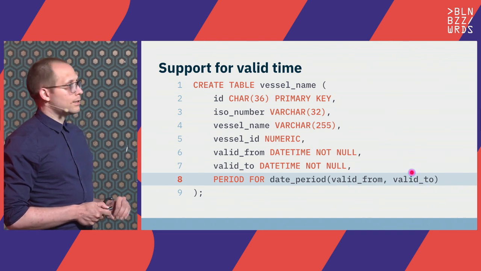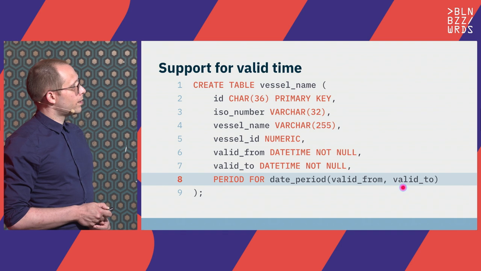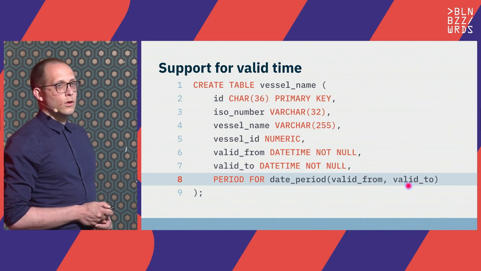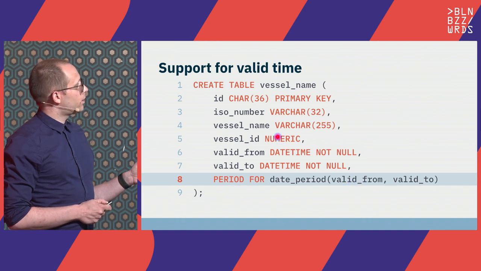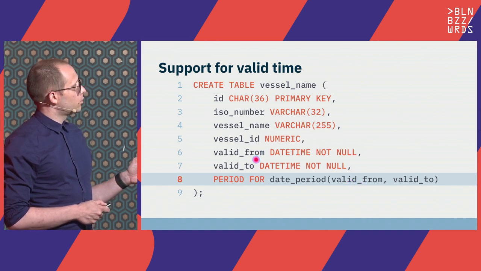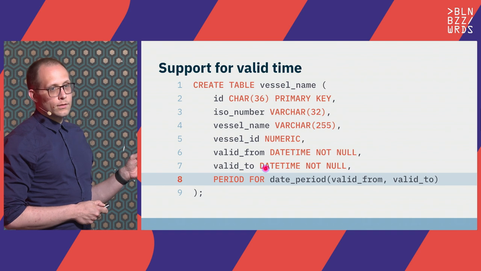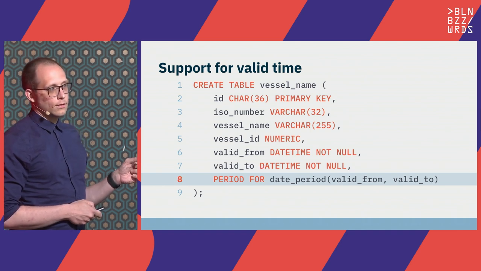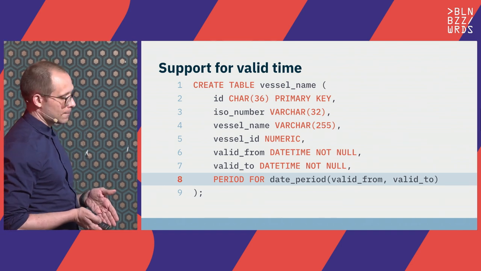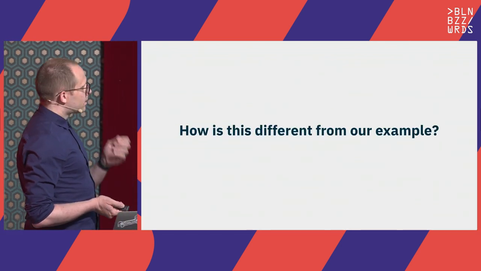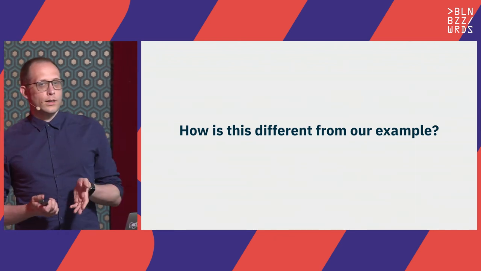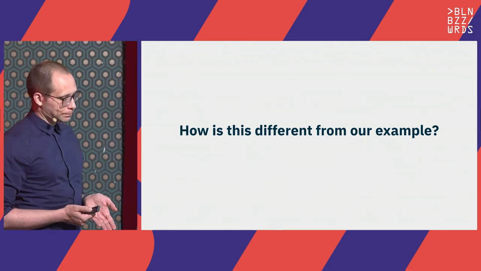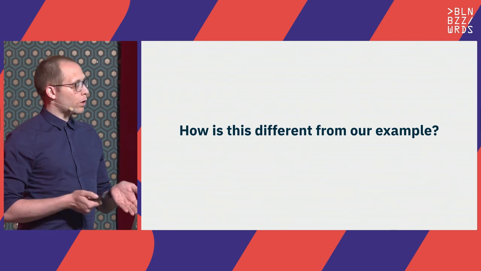The first thing this does is making sure that the valid to value is also later than the valid from value. So if you insert valid from 2024 and valid to 2023, on insert, the database will prevent you from creating that record. There's a first constraint on that, which helps us. But still, you might say, OK, how is this different from our example? We still have to create the valid from and valid to column, and we have to maintain it. And we have to manually fill it, and we have to query for this.